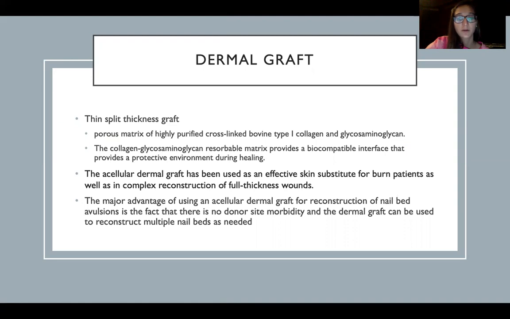This matrix provides a biocompatible interface that provides a protective environment during healing. The acellular dermal graft has been used as an effective skin substitute for burn patients as well as in complex reconstruction of full thickness wounds. The major advantage of using this type of graft for reconstruction of nail bed avulsions is the fact that there's no donor site morbidity that's usually seen in full thickness nail bed grafts. And another advantage is that the dermal graft can be used to reconstruct multiple nail beds as needed.